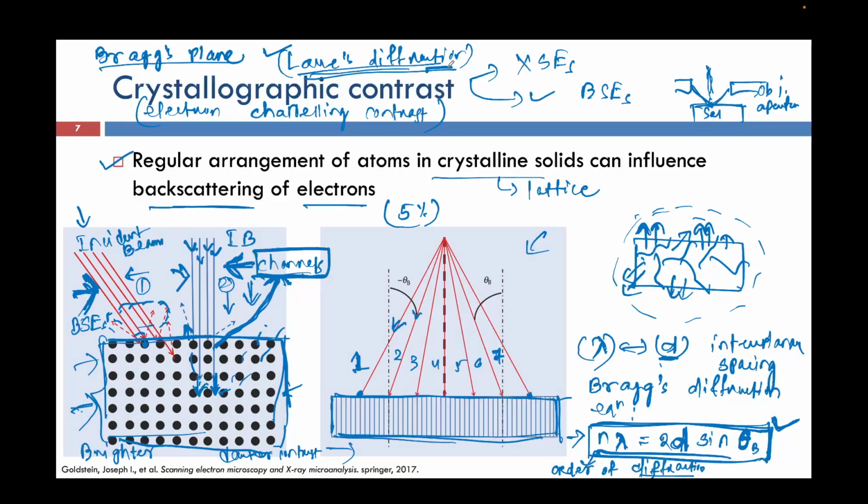First, I talk about the scattering of backscattered electrons and how they influence. It is not necessary that all the scattering will lead to diffraction, but some of the scattering will lead to diffraction. And how we describe that is given by Bragg's law. Okay, thank you.